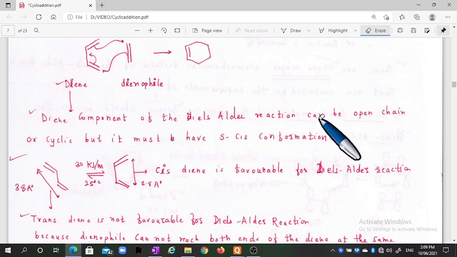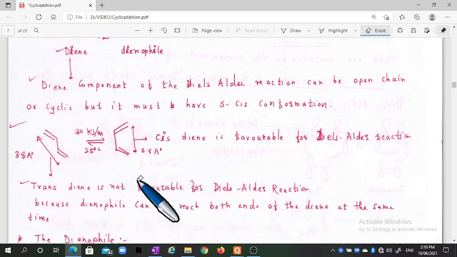The component of the Diels-Alder reaction can be open chain or cyclic, but it must have the cis configuration. This is our diene system, which is a cis diene, favorable for the Diels-Alder reaction, but this type of trans diene is not favorable for a Diels-Alder reaction.